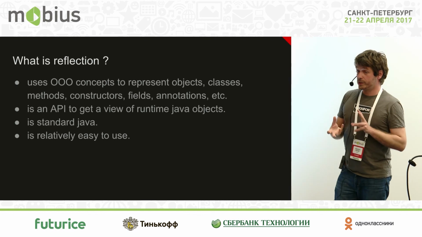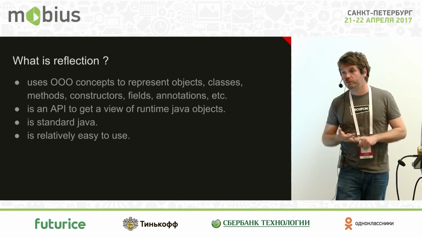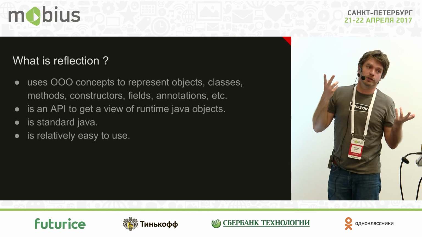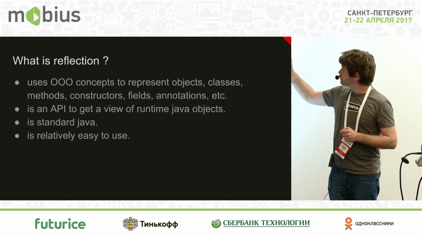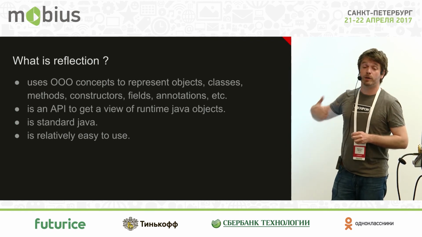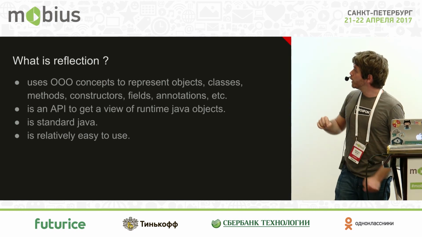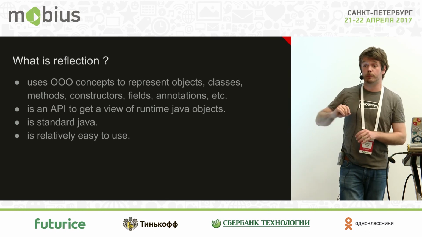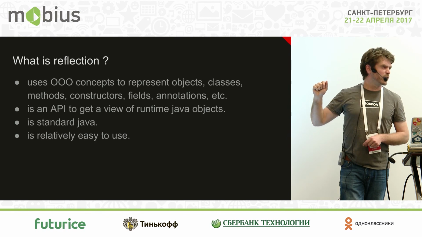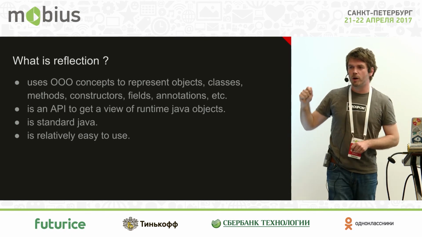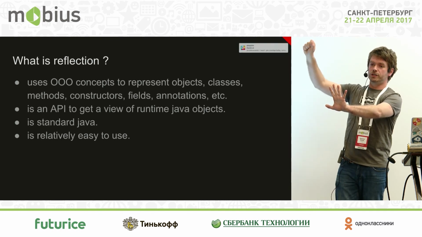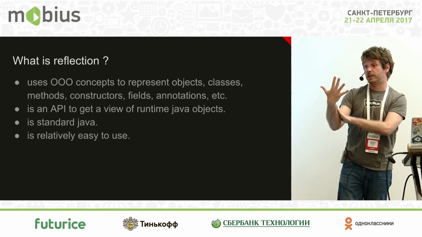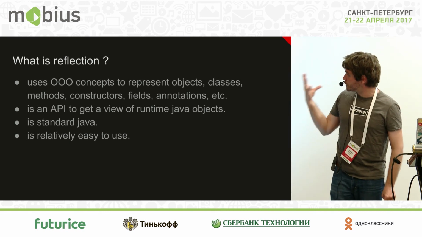Reflection actually uses object-oriented concepts to represent objects, classes, methods, fields, annotations, etc. So the whole API is really wired in the same way that your brain is wired. So you've been taught object-oriented programming, and they are doing exactly the same thing here, calling the things by the same name in reflection. We will see that in a second. Also, reflection is an API to get a view of the runtime Java objects. At the very beginning, it was not designed to be used for dependency injection at all. It was used for RAD development, rapid IDE development. Basically, you put a component somewhere, and you got inside your IDE a list of properties that you can customize, and it will influence the runtime of the object rendered inside the IDE. So reflection was all about that. So it's about runtime objects.